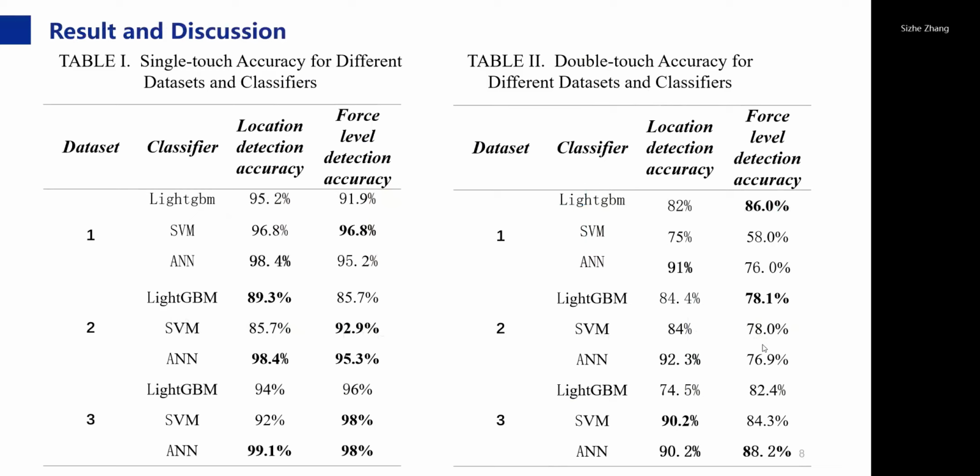Comparing the three classifiers, we find that ANN performs better than its counterparts in both double-touch and single-touch detection. The detection accuracy of single-touch force level and location is 99.1% and 98%. Double-touch force level detection accuracy reaches 88.2%. Location detection accuracy reaches 92.3%. Our experimental results give the following facts.